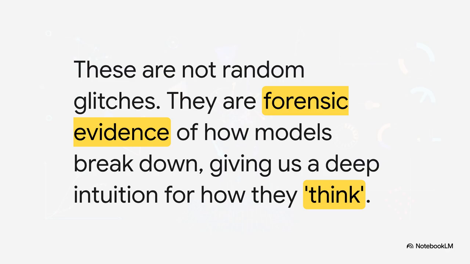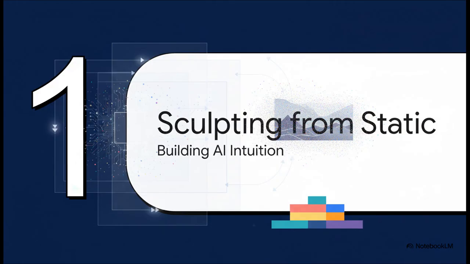Here's the thing, though. These aren't just random bugs. They're clues. They're like little breadcrumbs that lead us back to the very nature of how these systems work. And maybe more importantly, they are the forensic evidence for how they break. So if we follow these clues, we can build a way better intuition for how these models actually think. All right, so to really crack this case, we have to start from the ground up. We're going to build the core ideas from first principles, peel back the layers, and really see what's happening inside the machine, starting with the absolute foundation of how these images get made in the first place.